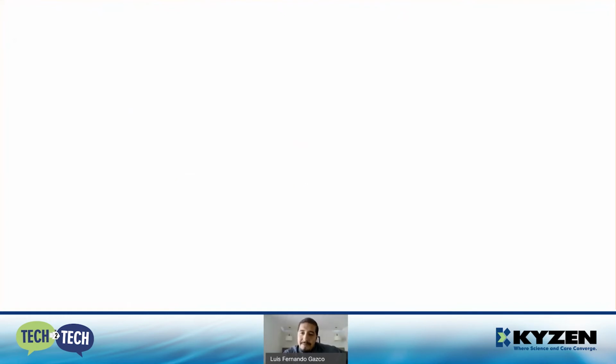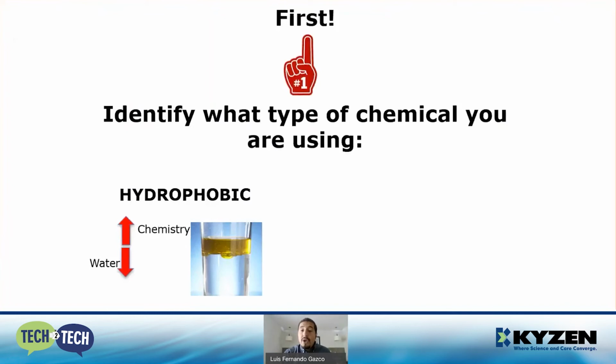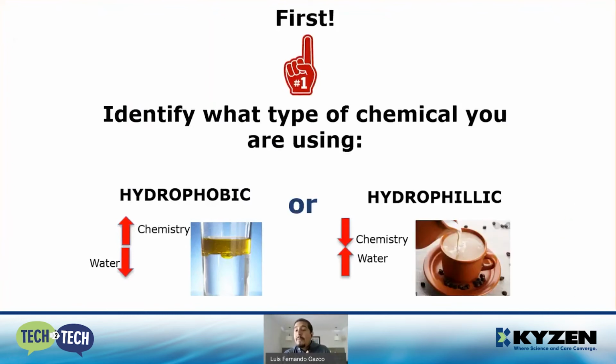As my coworker, Kevin Buckner, has beautifully explained in one of our previous tech-to-tech sessions, the first step is to identify the nature of the chemical. Is it a hydrophobic splitting type chemical, or is it a hydrophilic homogeneous type chemical? I will not delve into each type, but if you are interested in getting to know more about it, I do strongly recommend you check Kevin Buckner's tech-to-tech session named Is It My Concentration in Check? You should go and check it later on.